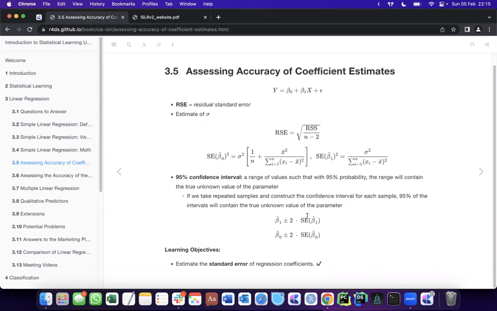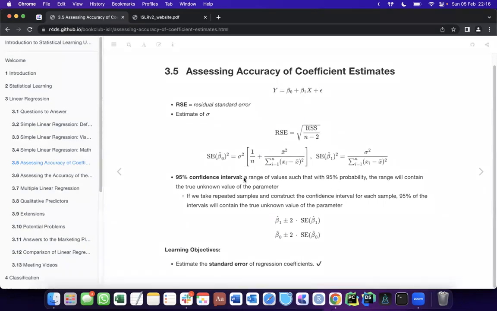This one's a little bit easier to understand, at least for me. We take whatever our estimate is for the coefficient, and we add or minus 2 times our standard error for that estimate, which we have calculated up here using these two formulas. And 95% confidence intervals, I think, is something that everyone has a slightly different definition of. And there's a lot of discourse about it.